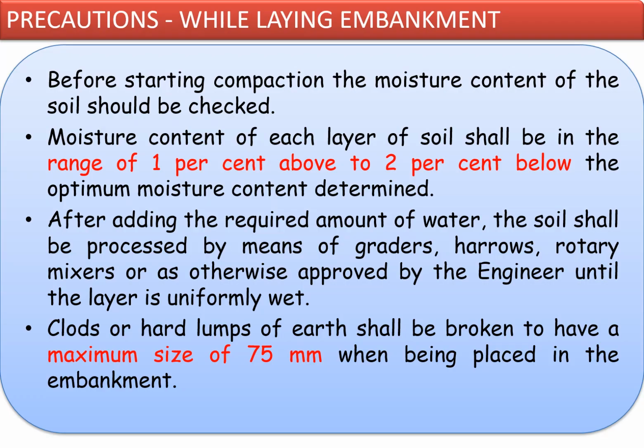Some of the precautions required while laying the embankment are: before starting the compaction, the moisture content of the soil should be checked. Moisture content of each layer of soil shall be in the range of 1% above or 2% below the optimum moisture content determined. After adding the required amount of water, the soil shall be processed by means of a grader, rotary mixers, or otherwise as approved by the engineers until the layer is uniformly wet. Clods or hard lumps of earth shall be broken to have a maximum size of 75 millimeters when being placed in the embankment.